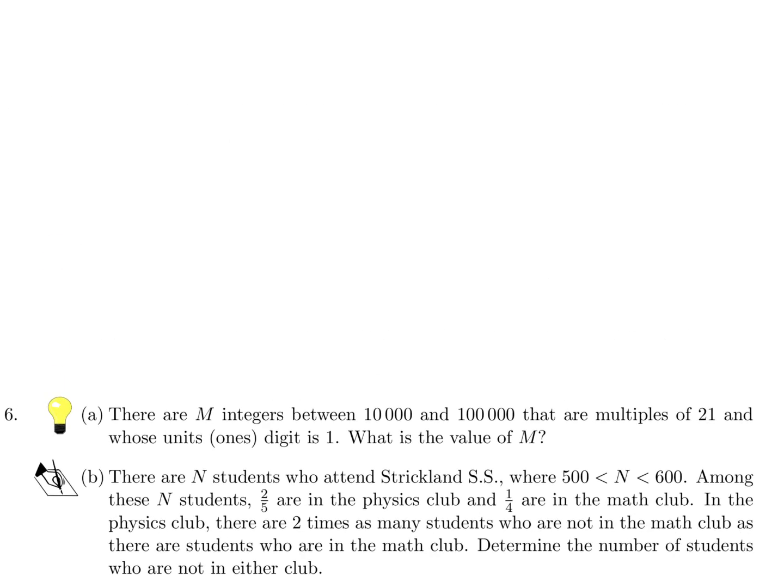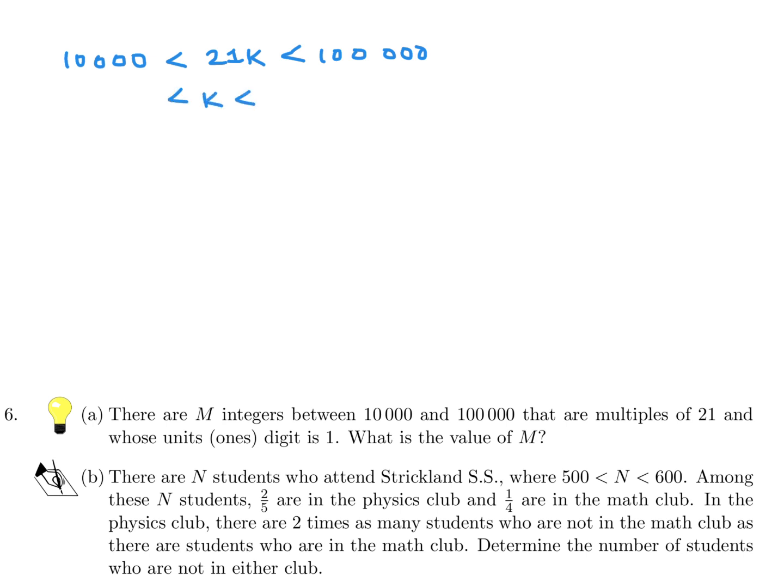So we have integers that are multiples of 21. Let's just say they're 21 times something. I just put k. You can put any letter you want. And they're between these two numbers, 10,000 and 100,000. So let's just divide through by 21 and see what we get.